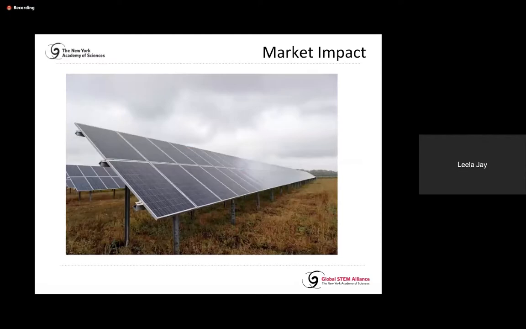Okay, so market impact. We believe that including these devices to emit the frequency will help prevent collisions between the birds and solar panels. We believe that our solution will prevent avian injury and death due to this collision. But to truly understand the magnitude of what our solution could be, it's also important to understand the industry we're trying to change.